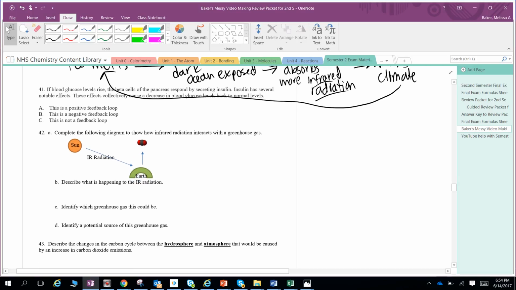Let's take a look at number 41. When your blood glucose level rises, your pancreas responds by secreting insulin. This has a lot of effects, but collectively, it decreases your blood sugar back to the normal level. So this would be considered a negative feedback loop because it is stabilizing. It's getting things back to equilibrium, if you will.